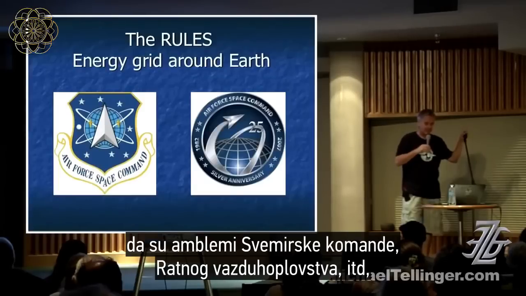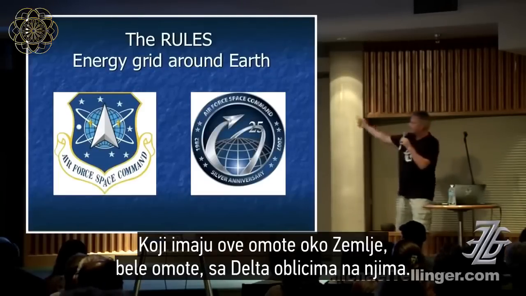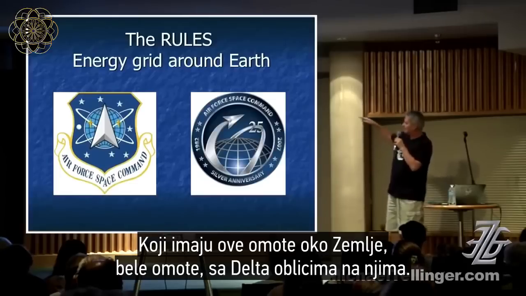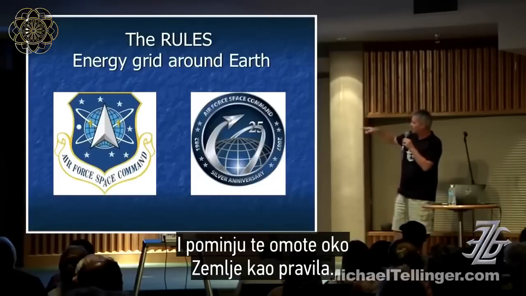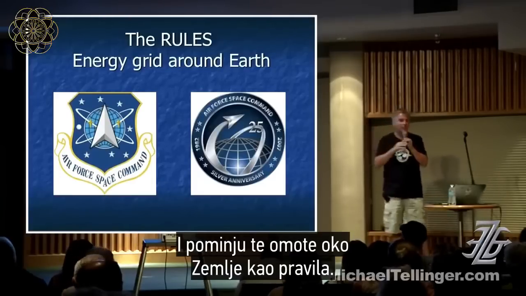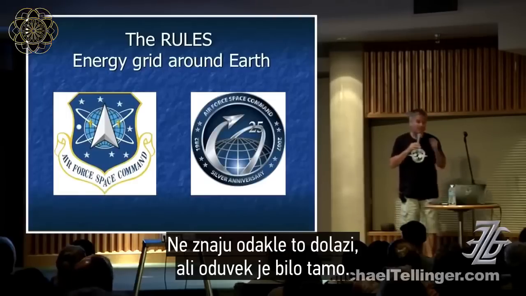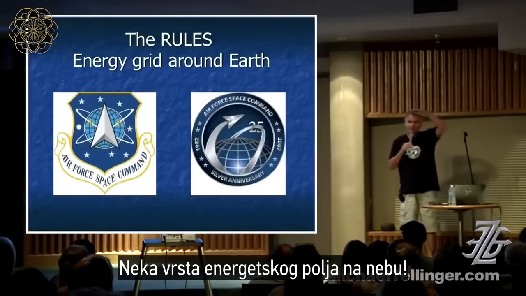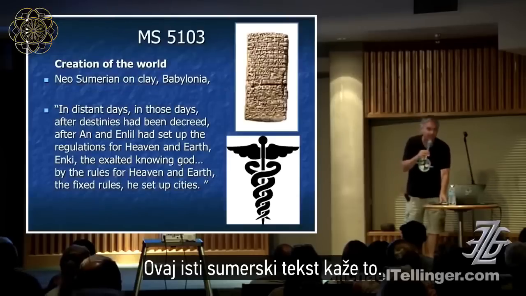And then David Wilcock several years ago discovered that the emblems of the Space Command and the Air Force and so forth in the USA refer to the rules. And they have these bands around the earth, these white bands with these little delta shapes on them. They refer to those bands around the world as the rules. And they say there's some sort of energetic field around the world. They don't know where it comes from, but it's always been there. Some sort of energetic field up in the sky that this same Sumerian text seems to refer to.